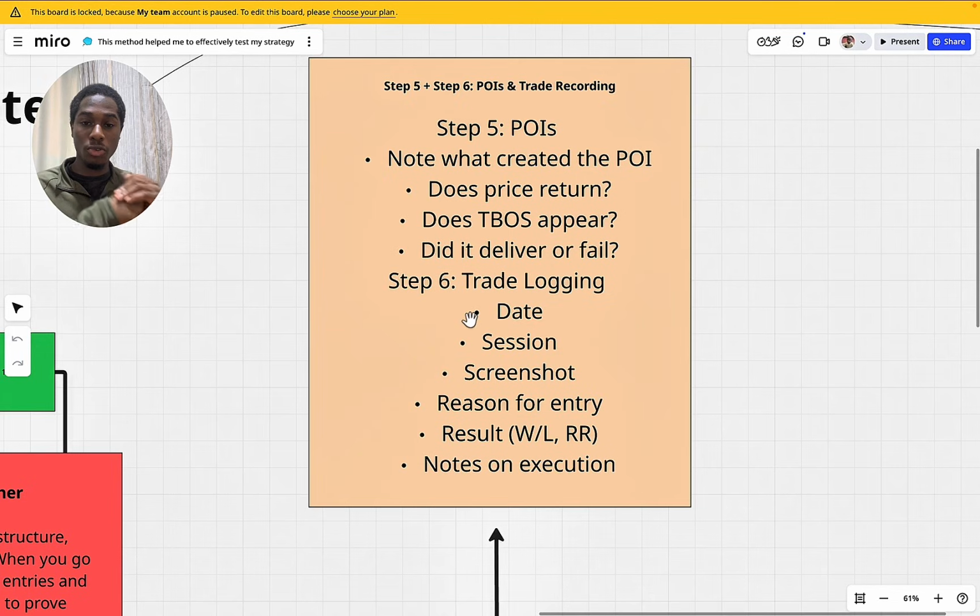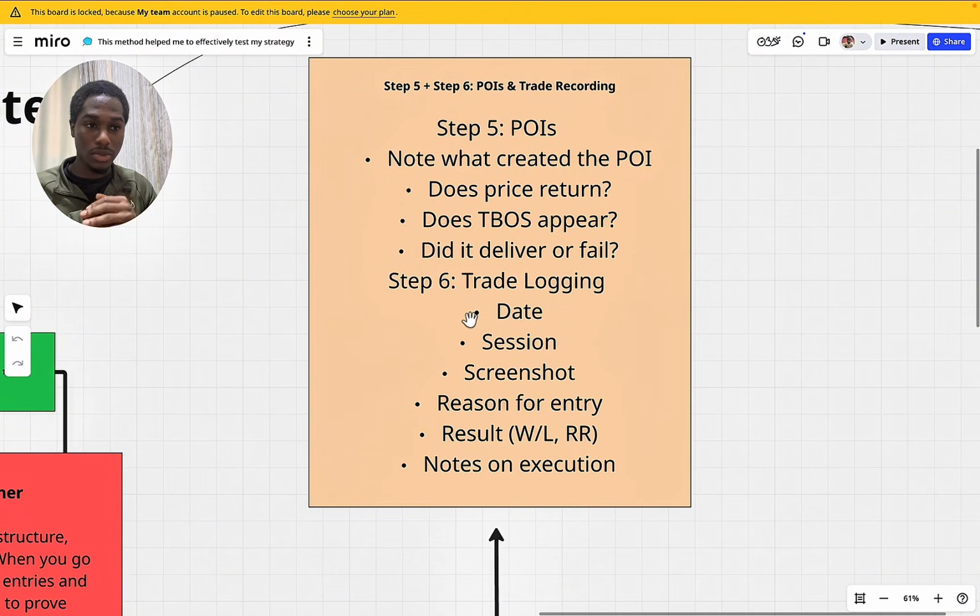So when you see a setup form and you see this certain price movement happening, you'll be able to tell yourself, well, I've seen this before, and I know that this usually works. Or, I've seen this before and I know this usually doesn't work, so I'm not going to take it, or I'm going to take it. So ask yourself, does price return to the POI? Does price return back to the order block or the fair value gap or the breaker block? Did you have a TBOS after the POI got mitigated? So if you mitigated the fair value gap or the order block, did you have a TBOS occur, or did price deliver, or did it fail? Ask yourself as well, did it occur during correct timing? Did you have a manipulation beforehand?